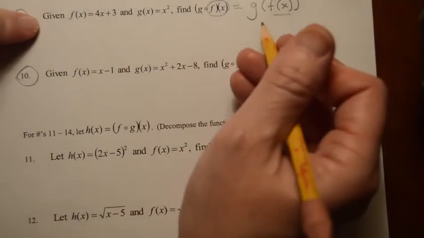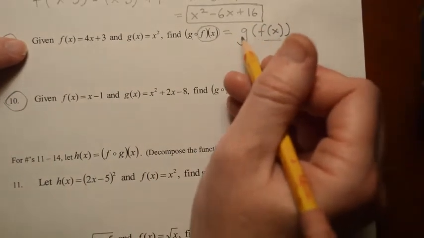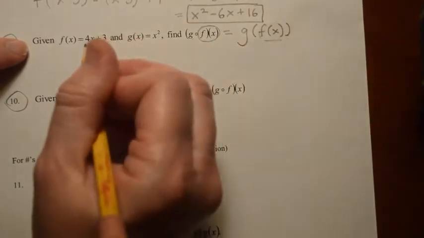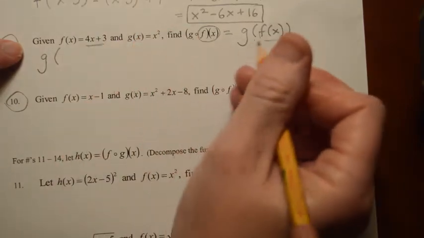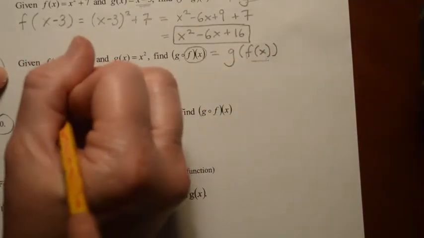Okay, so this says to replace f of x with what it is right here. So this is going to be g of, and in place of f of x, we're going to write 4x plus 3.